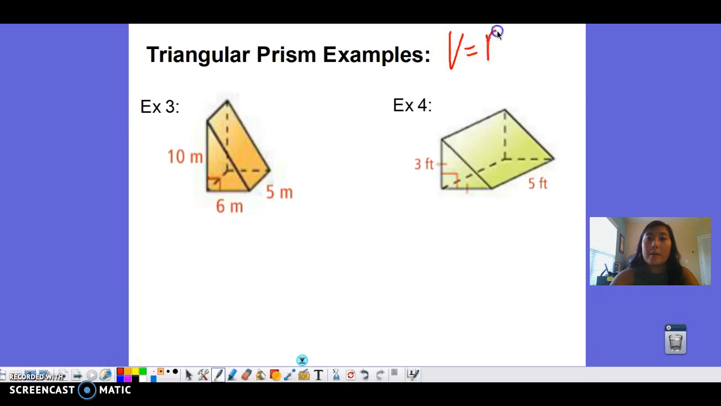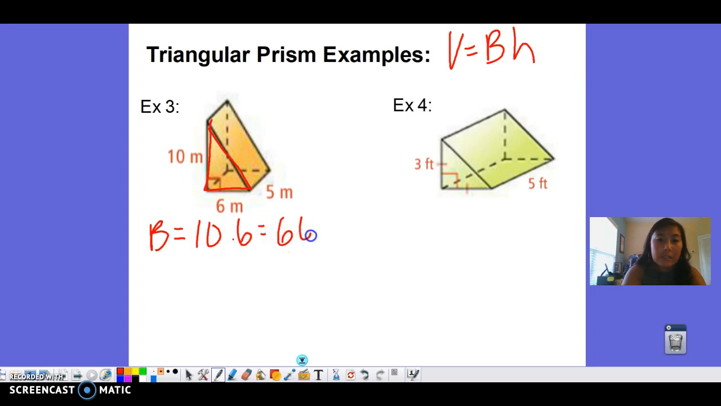So volume is base times the height. So again, we need the area of the base. Our base here is going to be our triangles. Luckily for you, we don't need to use the Pythagorean theorem or anything, because we already have the base and the height of our actual triangle itself in example number 3. So for the area of the base, we're going to do 10 times 6, which gives us 60 meters squared.